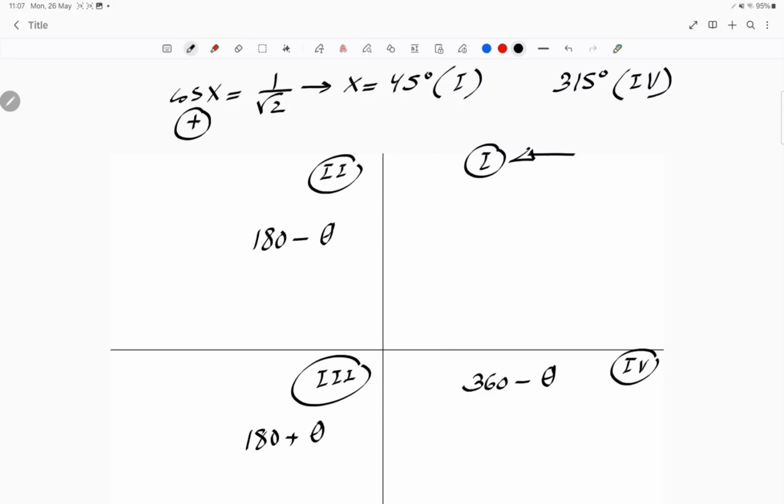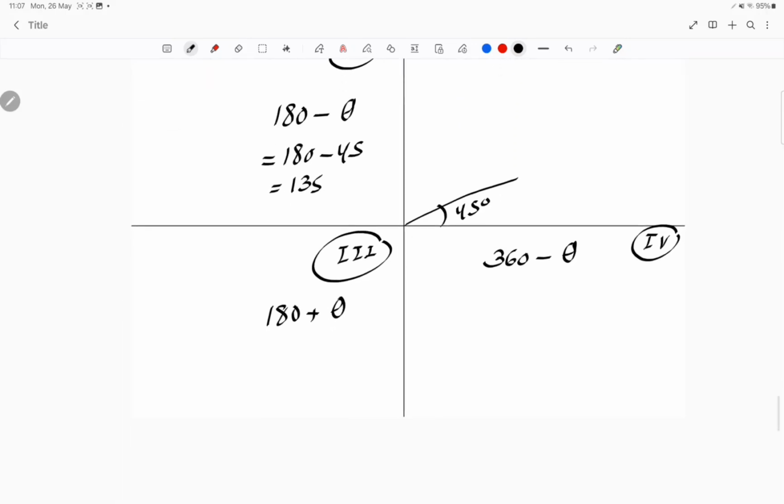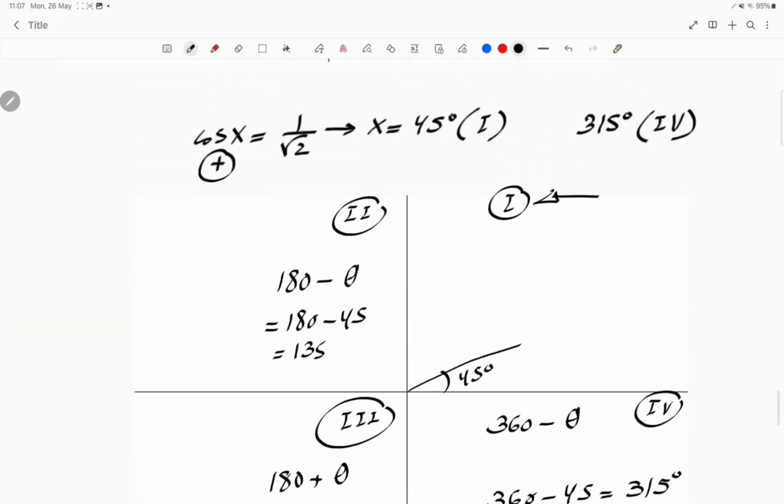Okay, so let's just take the example of 45. That would be in the first quadrant of 45, and the second quadrant would be 180 minus 45, which means 135. And the third quadrant, that would be 180 plus 45, which is 225. In the fourth quadrant, that would be 360 minus 45, which would be 315 degrees. That's how you find the angle based on the quadrant.